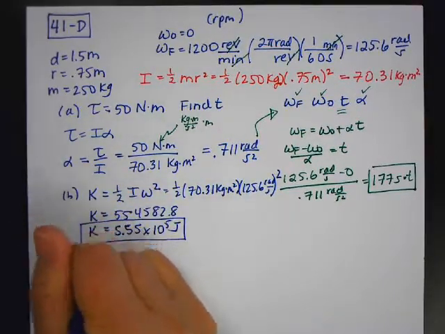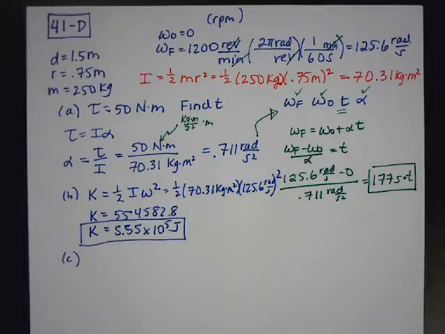Part C says the flywheel is disconnected from the motor and connected to a machine to which it will deliver energy. Half of the energy stored in the flywheel is delivered in 2 seconds. What is the average power delivered to the machine?